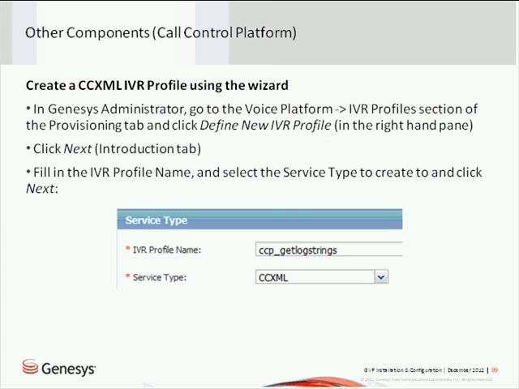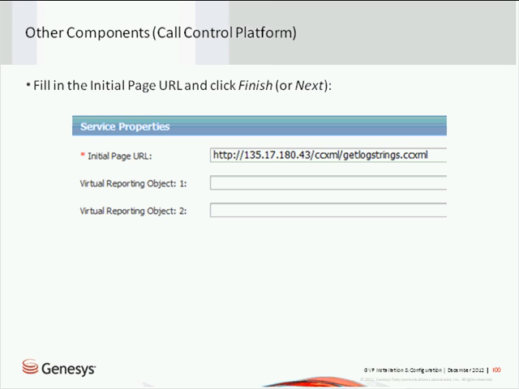Now we've created our LRG, we should create a CCXML IVR profile. In this case, we go to our wizard and define a new IVR profile. Service type is CCXML, and pick whatever IVR profile name you want. In this case, I'm using the getlog strings CCXML example that used to be on our old voice union support site. I think it was moved over with DevZone, but due to our recent support site changes, it hasn't been moved over quite yet.